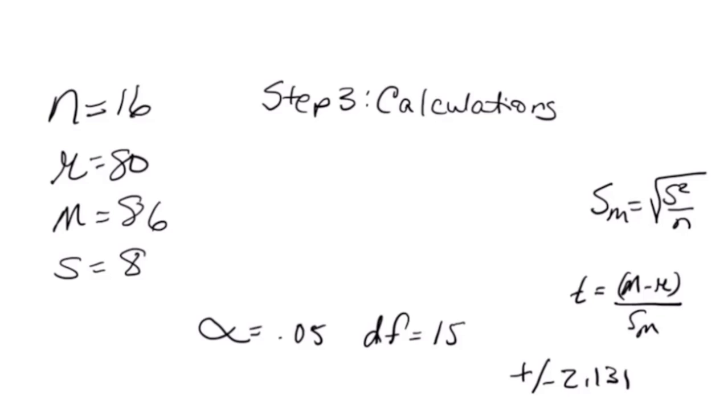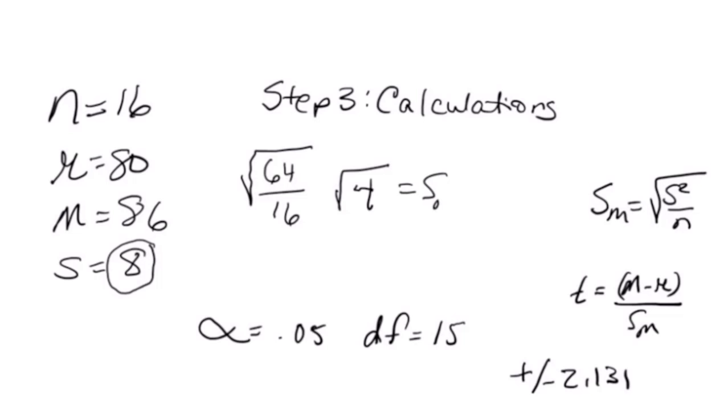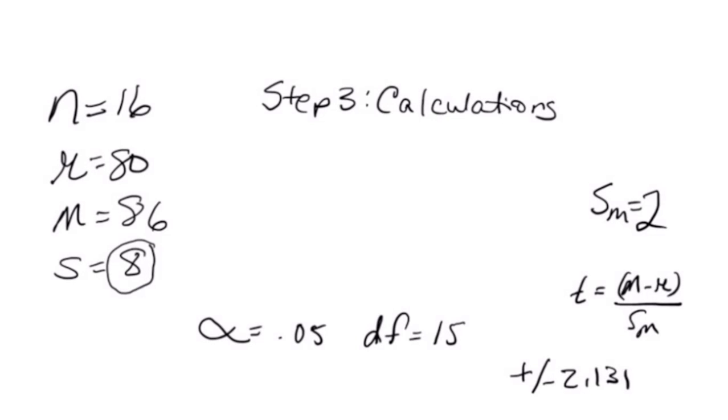What we're going to do is take the square root of the variance divided by n, but you'll notice that we were only given the standard deviation of 8, so we need to turn that into the variance. So for the standard error of the mean, we have the square root of 8 squared, which is 64, divided by our n of 16. So basically that means we have the square root of 4. So our standard error for this calculation is going to be 2.